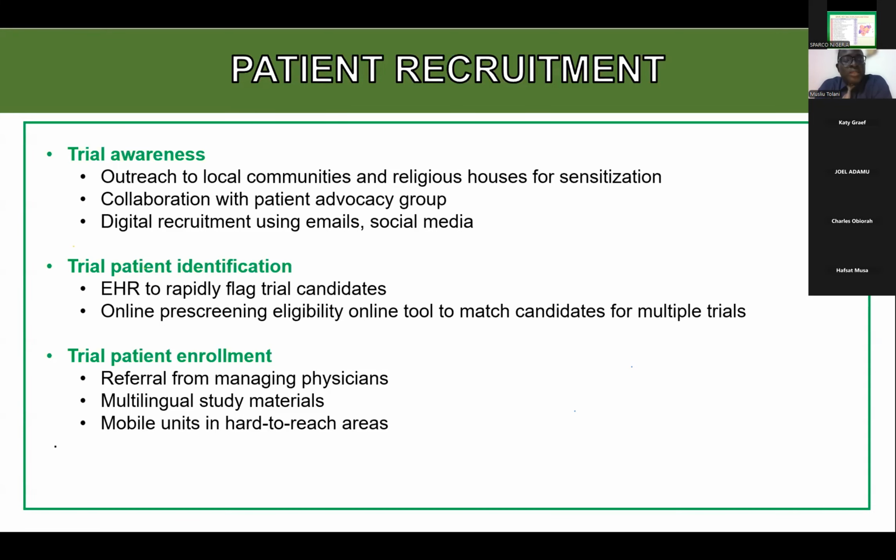Patient enrollment can also be enhanced by not just being in a silo to recruit patients. One could talk to physicians to refer patients. And part of what can aid this is also translating trial materials into local study languages, as well as reaching out to places where ordinarily there are a lot of patients, but it's difficult to bring those patients to the hospital, by establishment of mobile units.